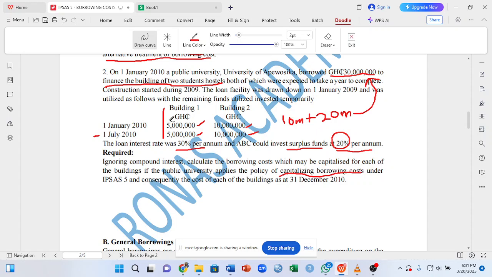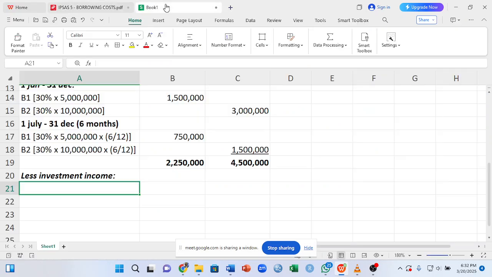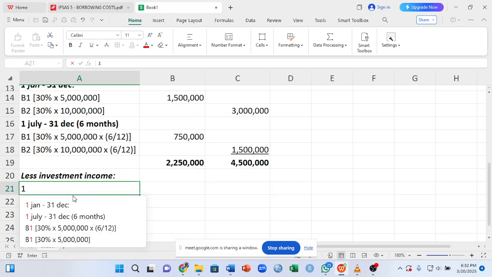We only use 5 million on fair genuine, meaning that the amount of money will be idle. An additional amount of money will be idle from fair genuine to six months, the next payment. So in that case, the period at which we will have the idle fund will be from fair January.